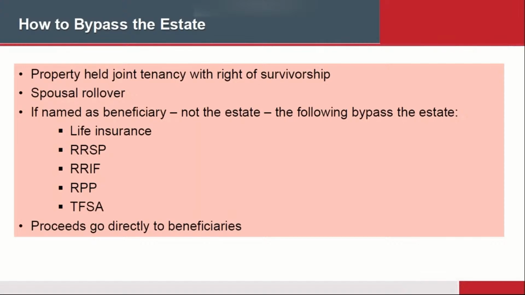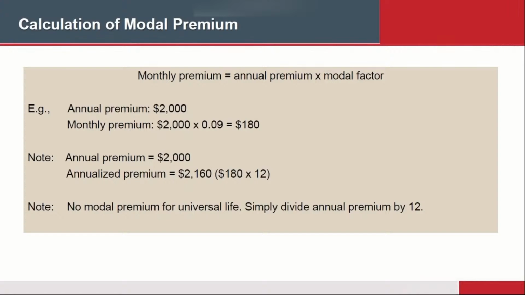As I said before, if you name a beneficiary, in other words, not the estate, all of the following products will bypass the estate and bypass creditors: life insurance, RSPs, RIFs, RPPs, TFSAs. As long as that money goes directly to the beneficiary because they're named as beneficiaries, then we're good. If you name the estate, then obviously we've got a problem. So again, I urge you to check with your clients on any existing insurance policy they may have. They may not be aware of the danger of naming the estate as the beneficiary.